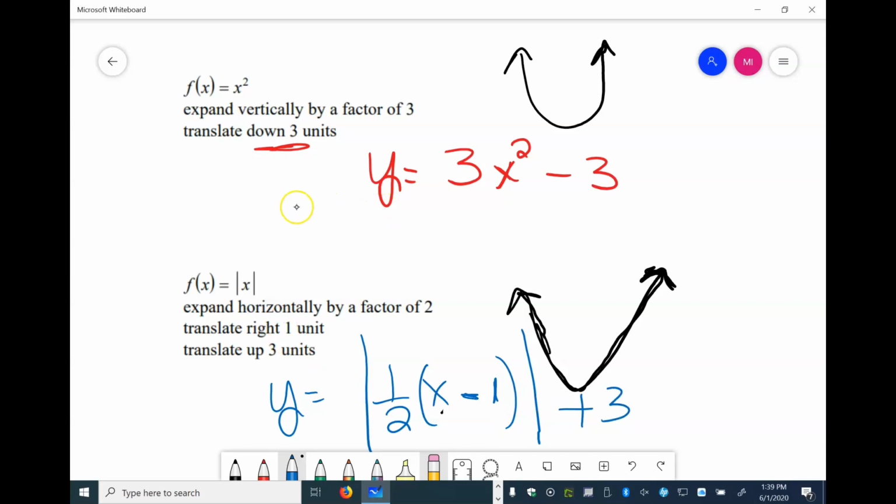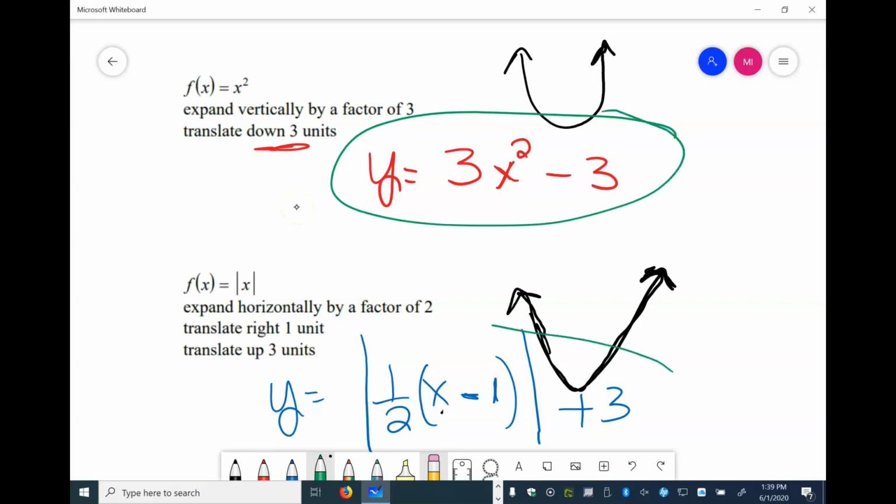So this is what my functions look like with the directions given. Oops, I didn't erase that. But this is what the function looks like when we're given the directions.